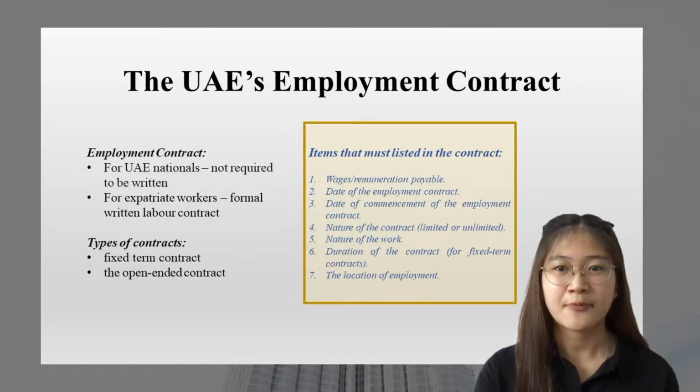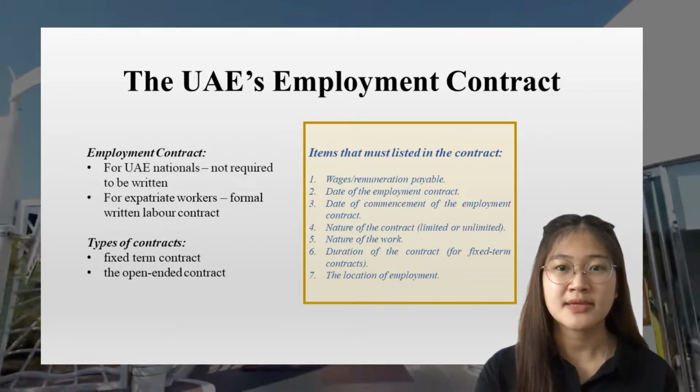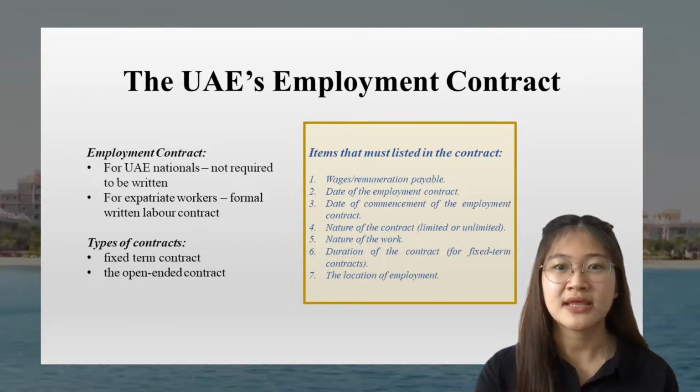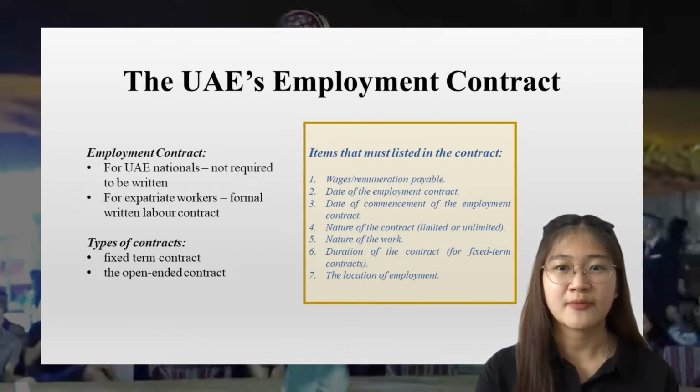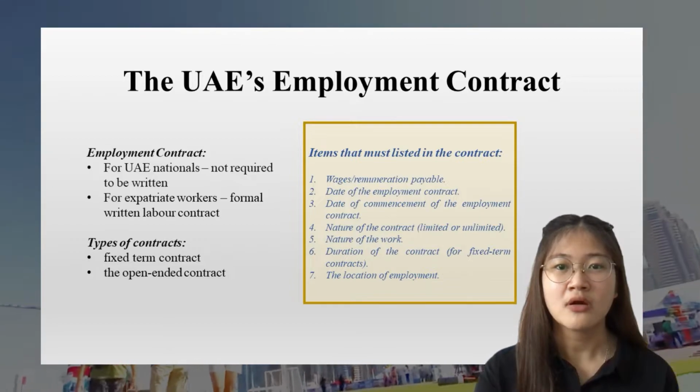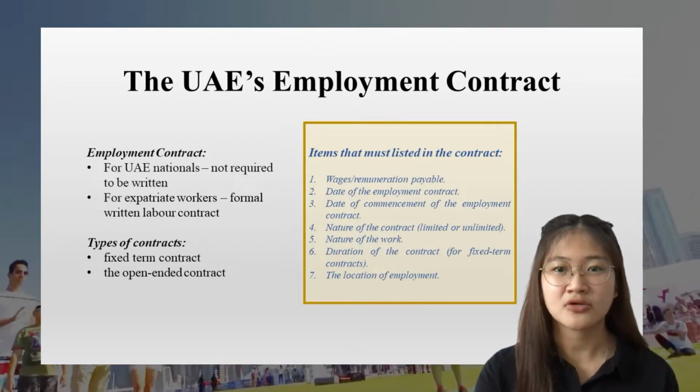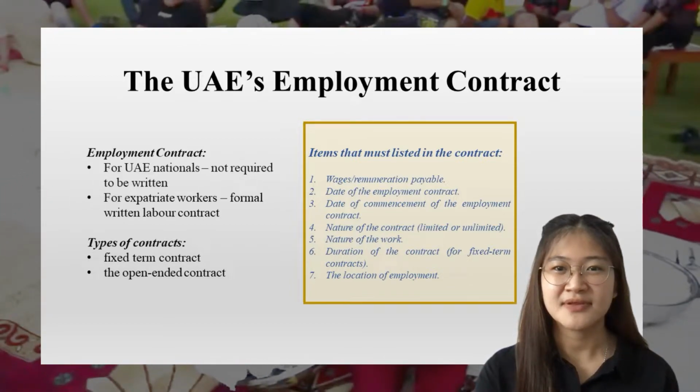However, an expatriate employee will only be able to get a labor permit from the ministry if they have a formal written labor contract from their employer. There are 2 types of employment contract recognized by the federal labor law, which are the fixed-term contract and the open-ended contract. All of the contracts must include the statements in the slides.